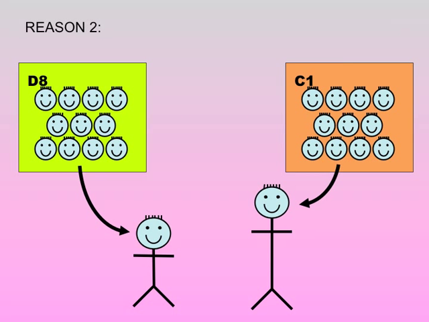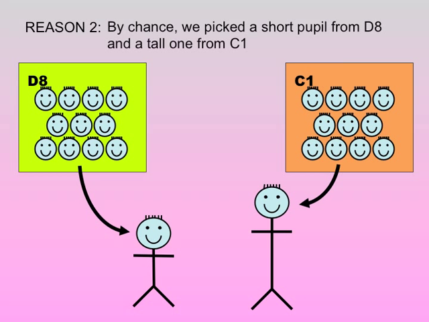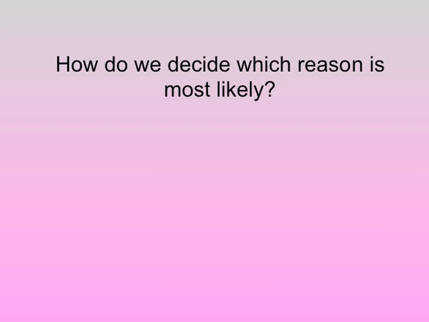Okay? Another reason for this could be that by chance, by coincidence, we picked a short pupil from class D8 and a tall one from class C1. Maybe we chose Titch, who is 9 years old, from class D8, and maybe we chose Hagrid from class C1, who is also 9 years old, but it turns out that he is taller than Titch. Okay? So how do we decide which reason is most likely, reason number one or reason number two?